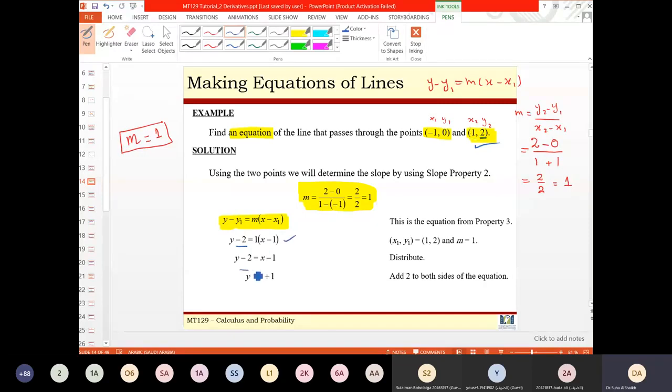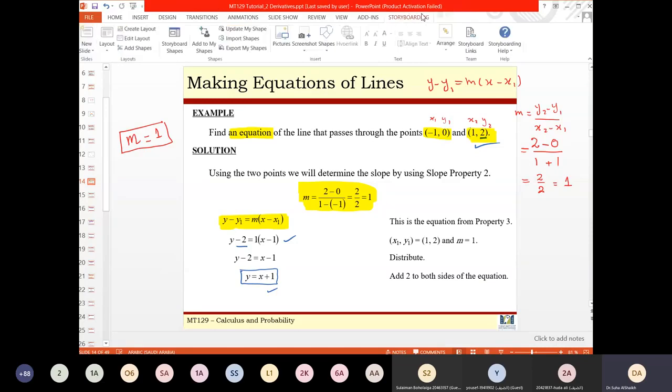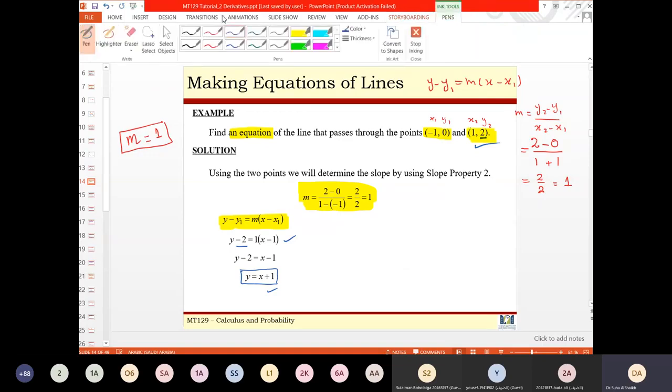Rearrange the equation. Write it in the standard form. This will give you y equal to x plus 1, and this is the equation of the line. Now, one question can come to our head. I mean, for example, they used the second point. What if I want to use the first point? Can I do that? Yes, you can do that, and still your answer will be the same.